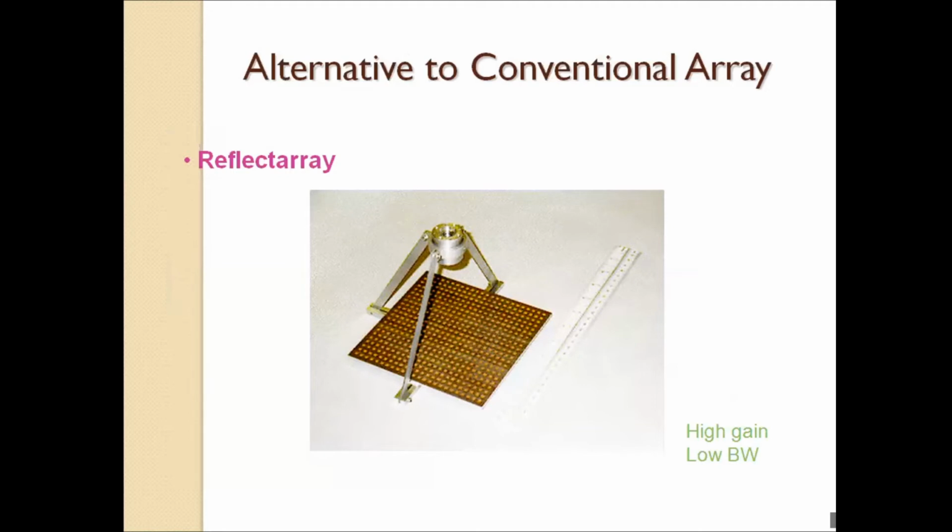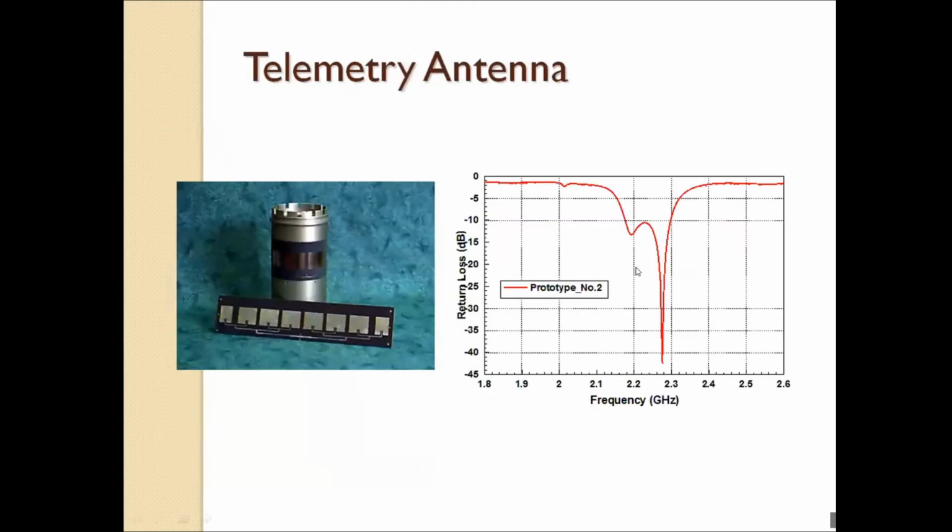It's a reflect array, with a feed point, high gain, but low bandwidth. It is small in size. The dimension is shown with the help of a long scale. Telemetry antennas, see, it is a planar structure. It is shown in this, and this is how many elements you have. 8 elements are arranged as series fed, right? And here it is corporate fed, arranged serially but fed with a corporate feed, and it is conformal about the cylinder for telemetry applications.